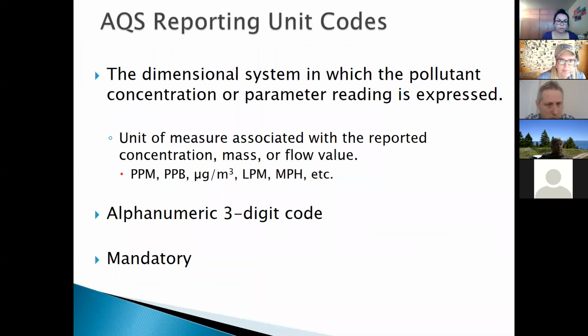Okay, AQS reporting unit codes. This code identifies the measurement unit in which the pollutant concentration or parameter reading is expressed. In other words, it is the unit of measure associated with the reported concentration, mass, or flow value. These units can be expressed in parts per million by volume of air, or micrograms per cubic meter of air for gaseous or particulate monitors, or liters per minute for flow rate, or miles per hour for wind speed. Attributes include: this is an alphanumeric 3-digit code, and also it's mandatory.